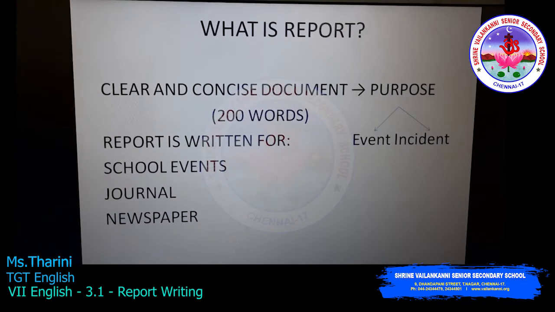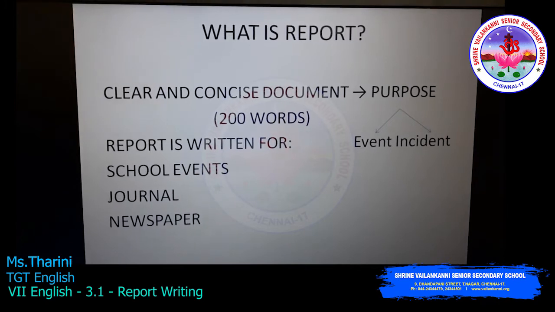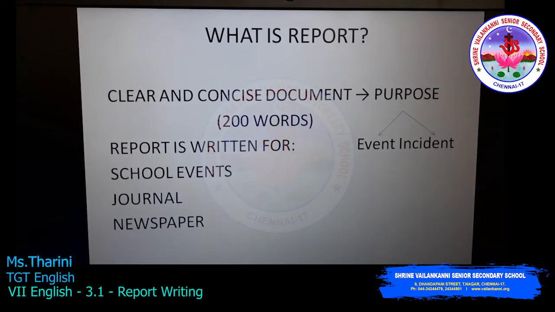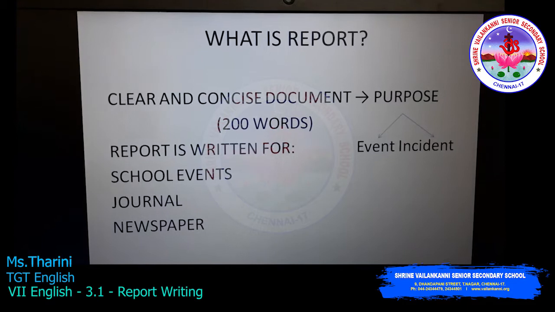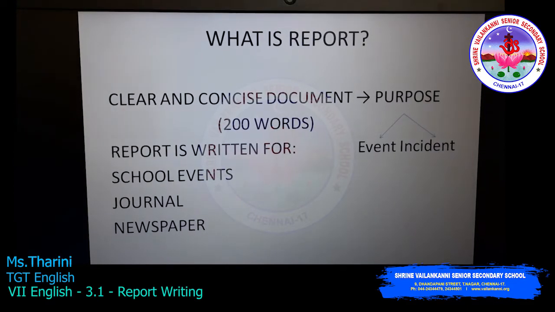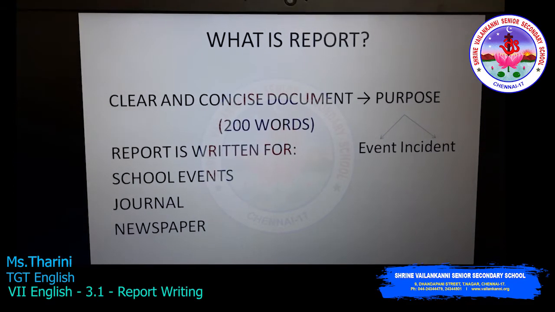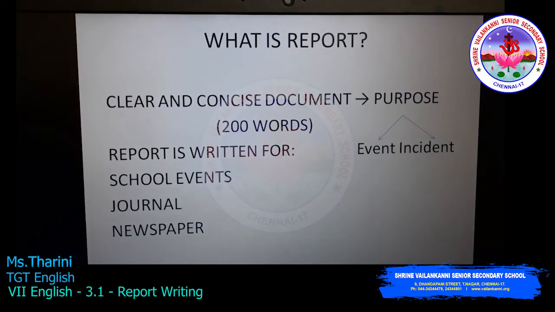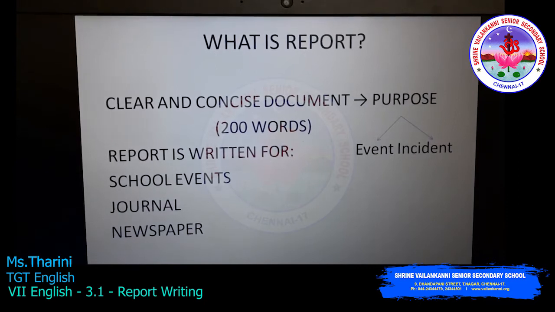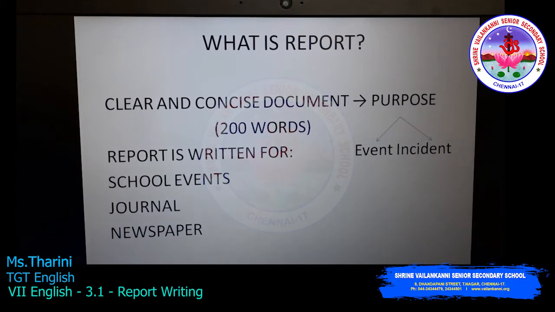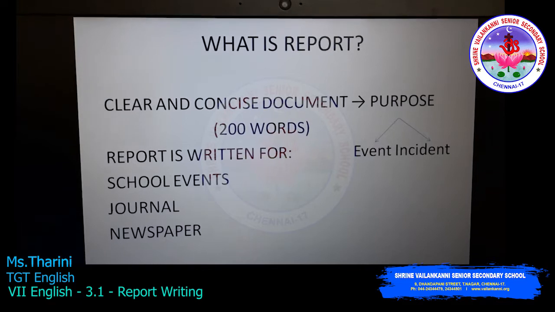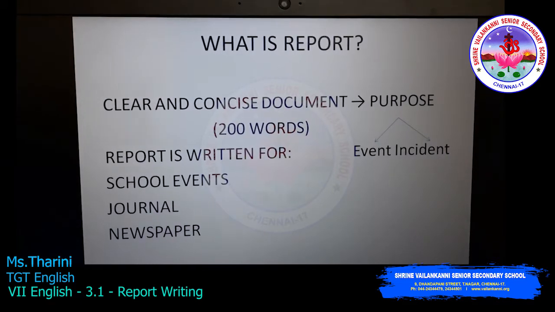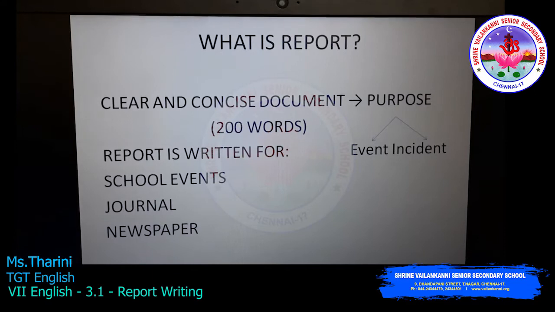Concise. What is concise? It should be of shorter length. Generally, it can be of 200 words. Concise is like giving a lot of information clearly and in a few words. Brief but comprehensive. You should be very clear in what you are writing. It should be brief but crystal clear.